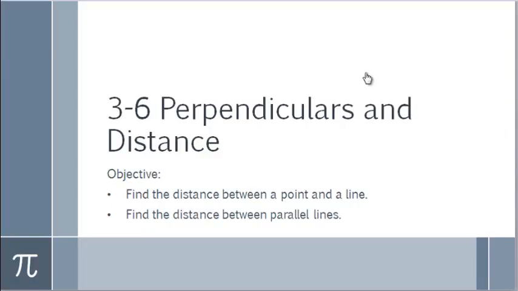Section 3.6, Perpendiculars and Distance. The objective of this lesson is to find the distance between a point and a line, and to find the distance between parallel lines. Let's get started.